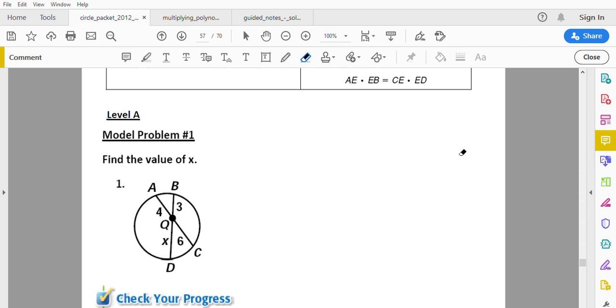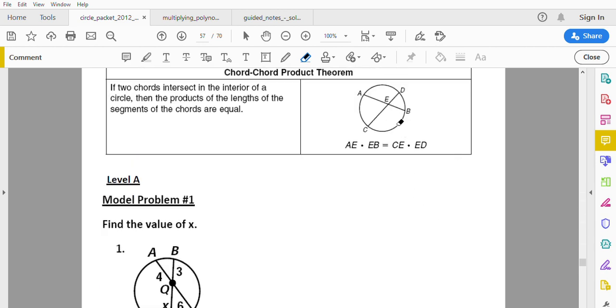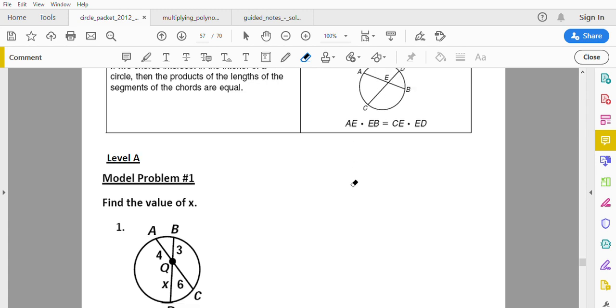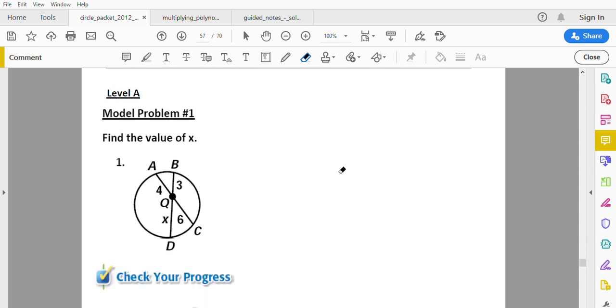Okay. Essentially, all you guys need to know is if two chords intersect, that pretty much where they intersect, in this case E, that if I multiply A times E with E times B, that will equal the product of C, E, and E, D. So essentially just multiply the two parts of the same chord. So again, nothing crazy here.